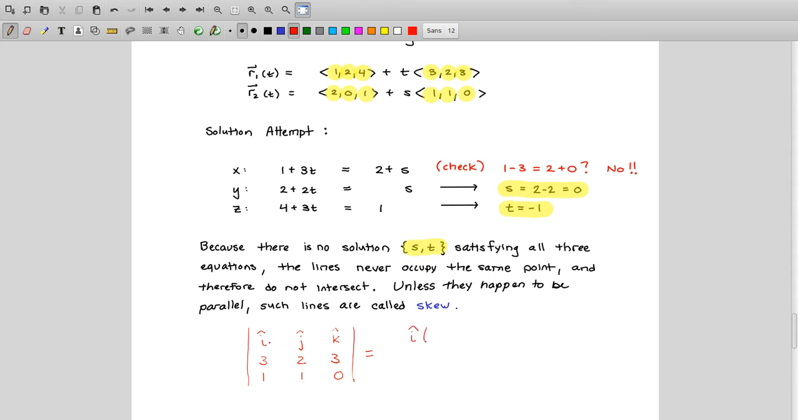I components, 0 minus 3. J components, you can already see it's not 0, so they're not parallel. J components, 3 minus 0. K components, 3 minus 2. Okay, and so the cross product is not 0. The lines are not parallel, nor do they intersect, and so they are skew.